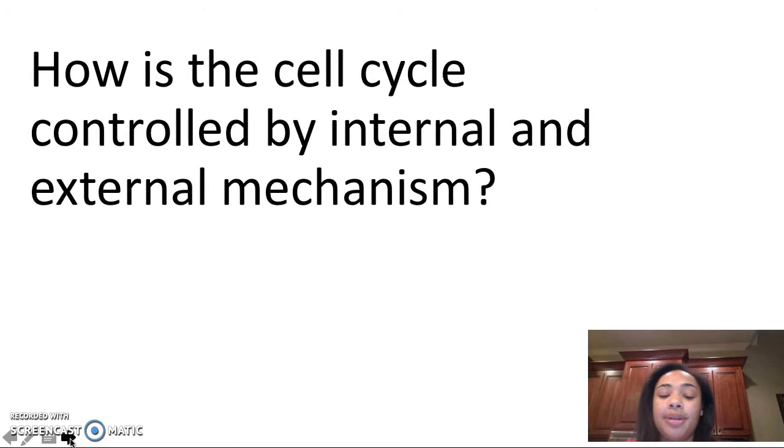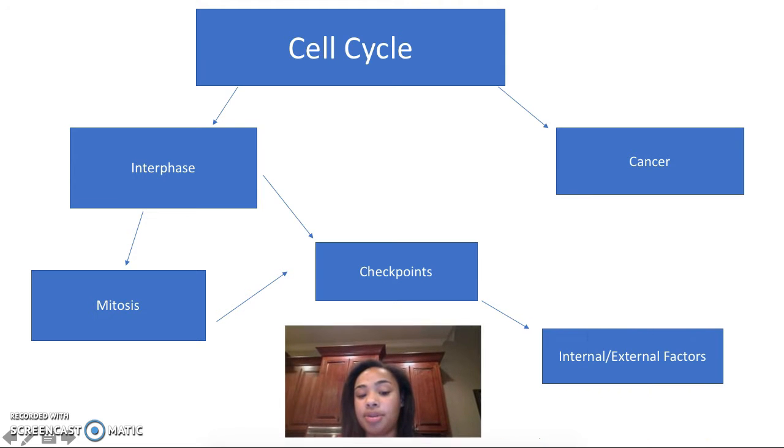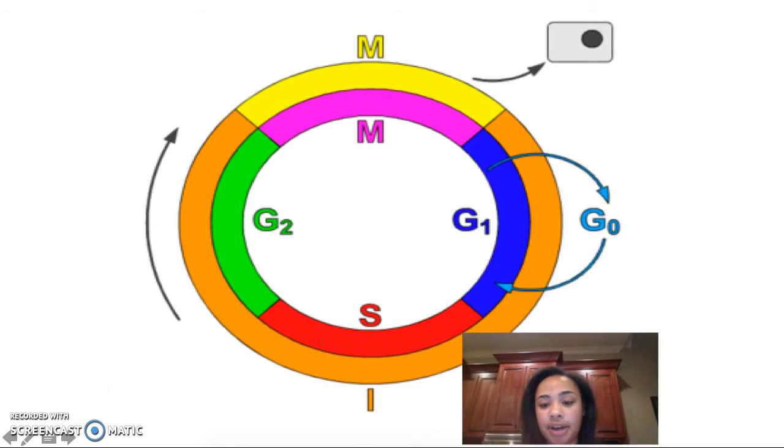So the first question we're asking about the cell cycle is, how is the cell cycle controlled by internal and external mechanisms? To answer this question, first we have to understand what the cell cycle is in itself. The cell cycle is a complex set of stages that is highly regulated. The whole goal of the cell cycle is for the cell to split into two identical daughter cells and go through cellular division. The two main parts of the cell cycle are interphase and mitosis, and we're going to explain them in the next graphic here.